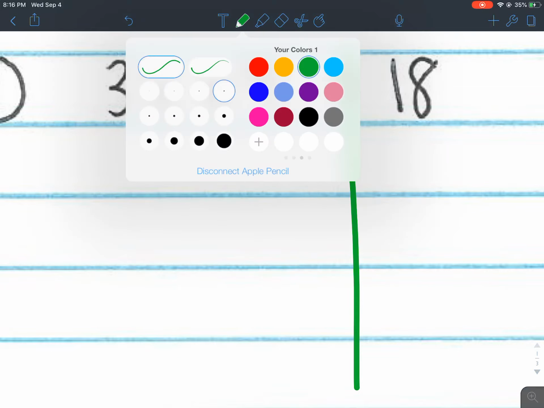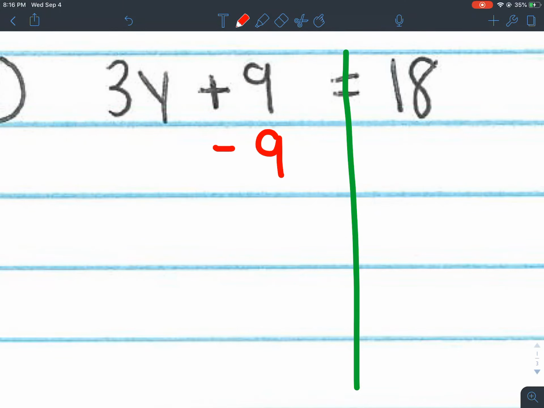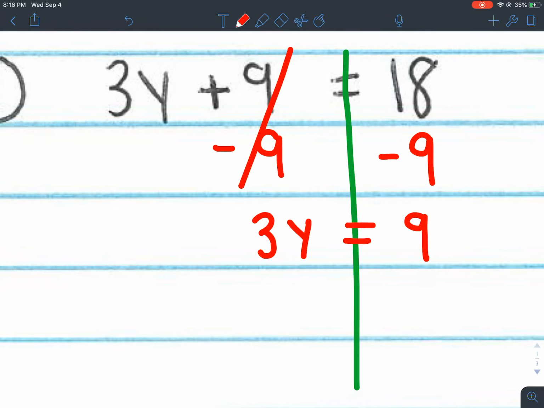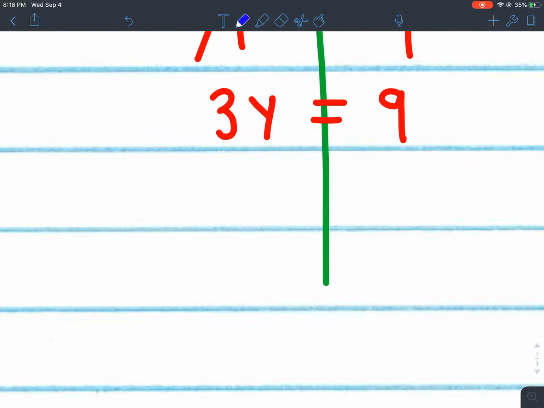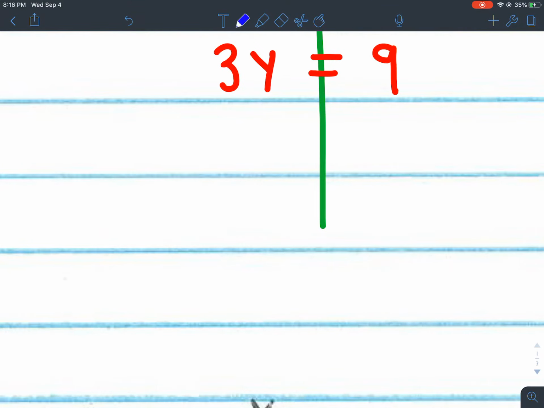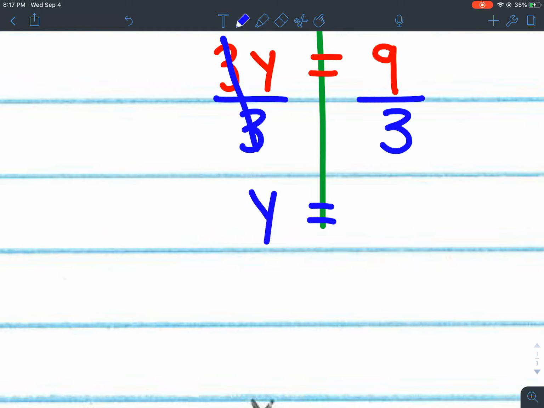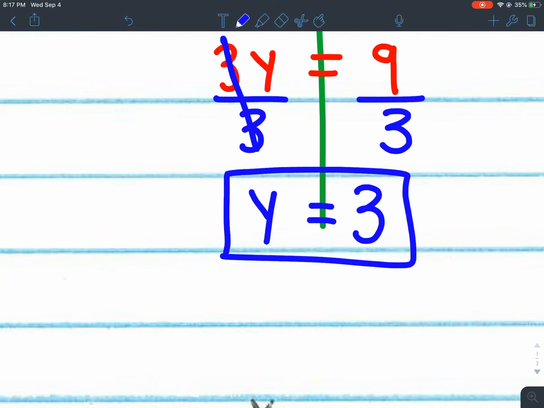So we're going to subtract 9 first, and the reason why we do that is because PEMDAS backwards, right? You're going to add or subtract before you multiply or divide. So if I subtract something from one side, I have to subtract it from the other side. Cross that out. So all I have left on this left side is 3y equals positive 9, because 18 minus 9 is 9. Once I get to this step, well, I have 3 times y. So 3 and y are attached by the operation of multiplication. The opposite of multiplication is division. So I'm going to divide both sides by 3. 3 divided by 3 is 1, so they cancel, and I just have y equals 9 divided by 3, which is 3. So y equals 3 here.